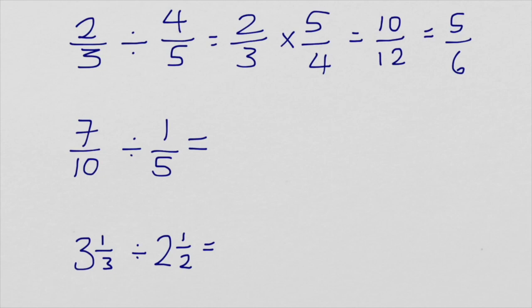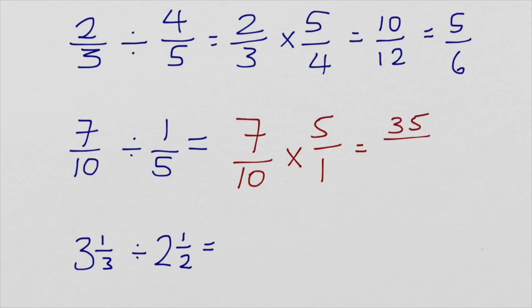Second one, I'll write down the first fraction, turn the divide into a times, write down the second fraction. 7 times 5 equals 35 over 10, which in turn equals 3 remainder 5 tenths, which is a half.